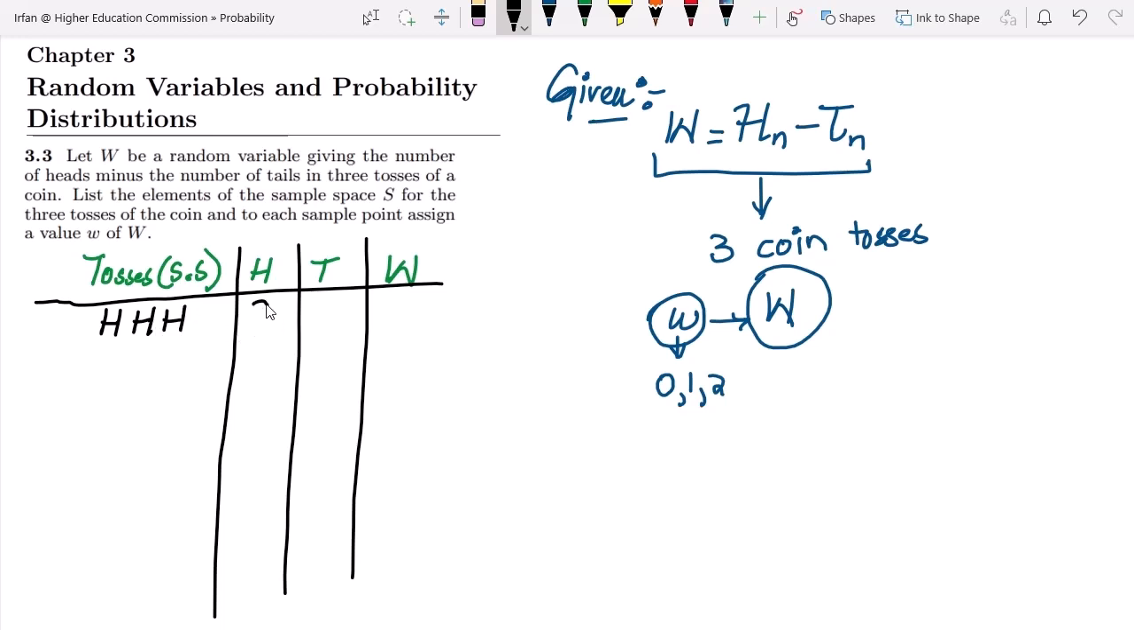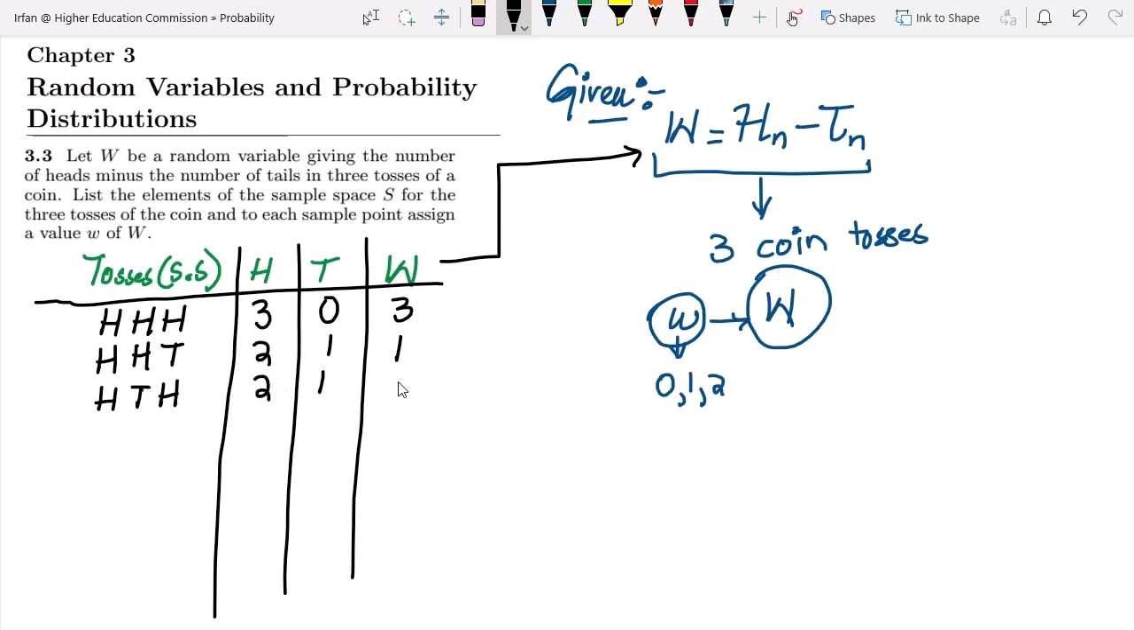So here we can see that we have 3 heads, 0 tails. And W corresponds with heads minus tails, so here we will have 3. Similarly heads, heads, tail. Now here we have 2 heads, 1 tail, so 2 minus 1, which is W, and this would be 1. Similarly heads, tail, heads, again 2 heads, 1 tail, and here I will have 1 as well. And at the end heads, tail, tail.